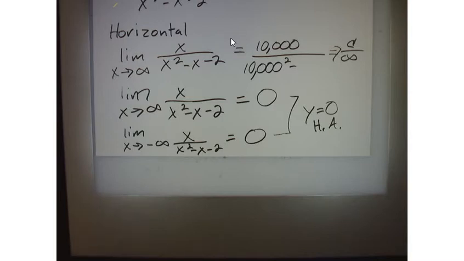Now, are you guys ready to do the vertical asymptote? Yes, Mr. Adams. We're almost done. I hear kids in the hallway. You guys are getting excited.